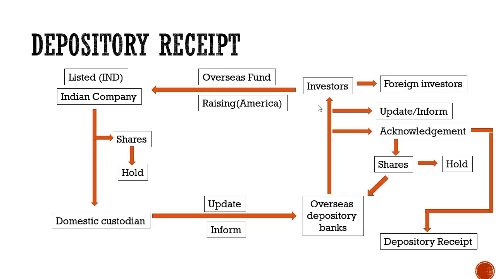So in simple terms, if an Indian company wants to raise funds from overseas, it will first issue shares to a domestic custodian, who will eventually update and inform the counterparty, that is the Overseas Depository Bank, who will inform the investor, keep them updated, and issue them a receipt known as the depository receipt. So that was depository receipt in very simple terms.